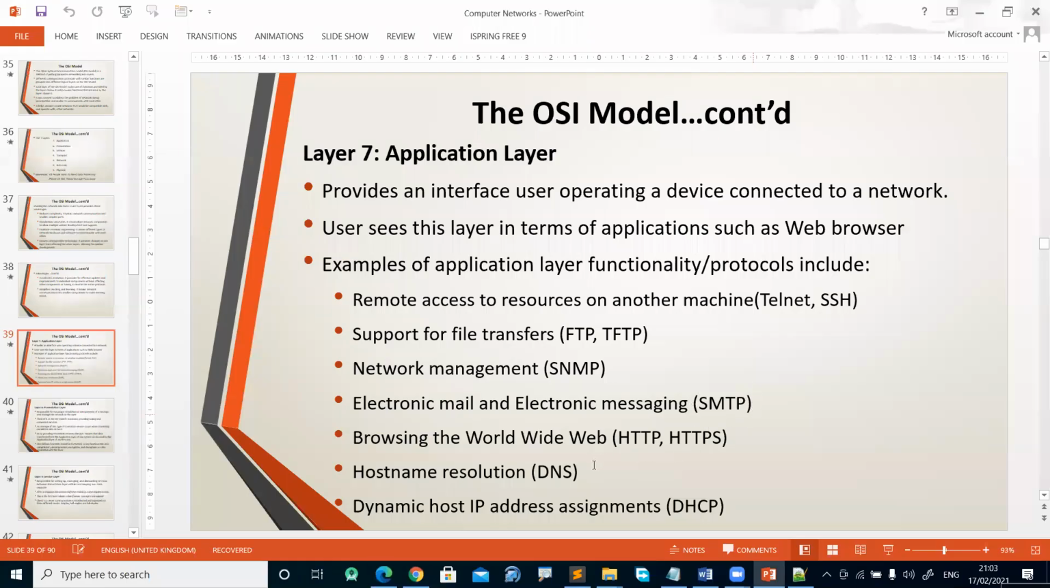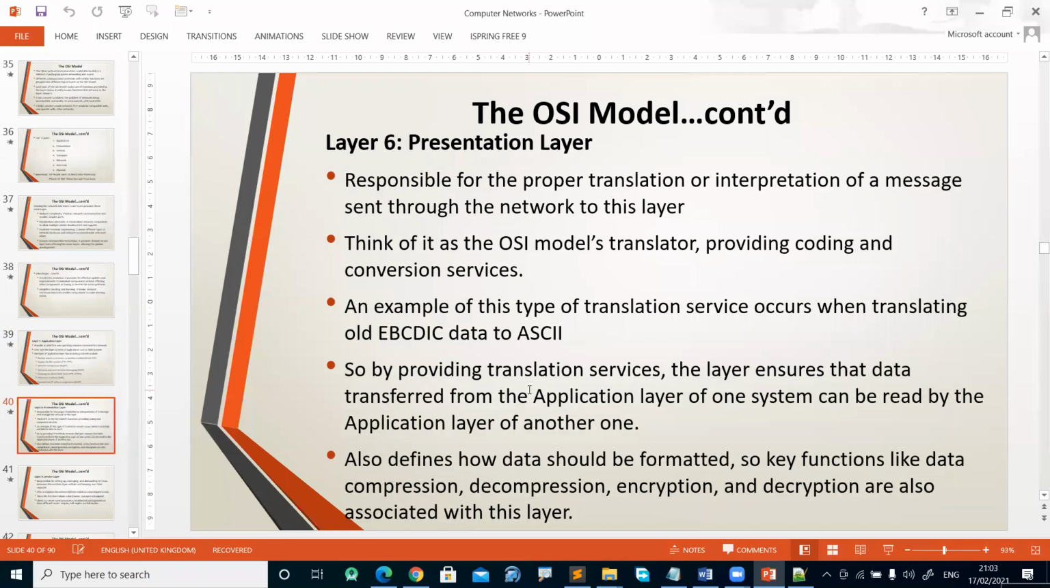Okay, I think we have overstayed here. DNS, we already talked about it, so I skip it. DHCP, we already talked about it, isn't it? Yes. Okay. We go to layer six.